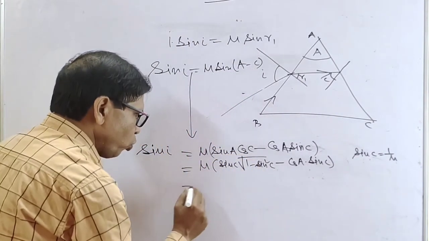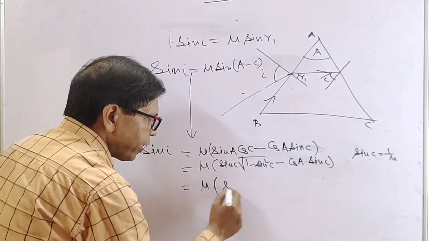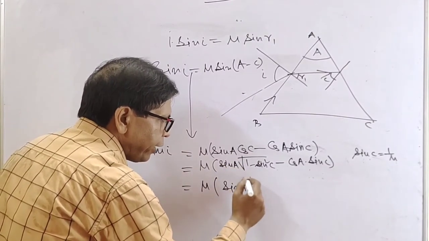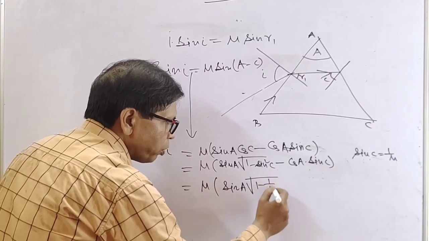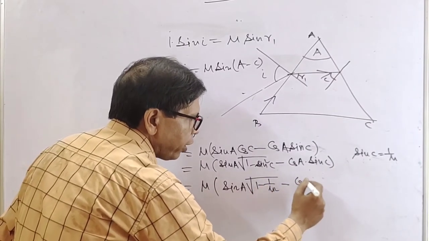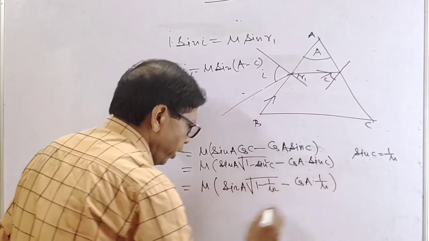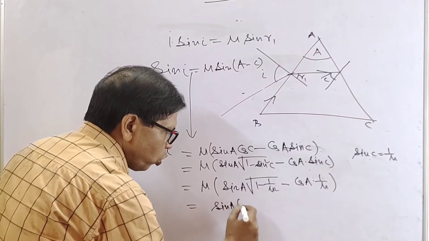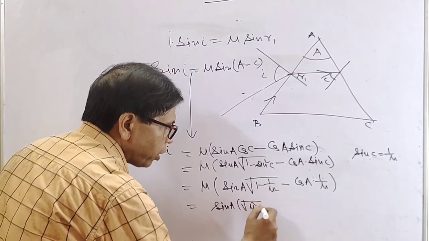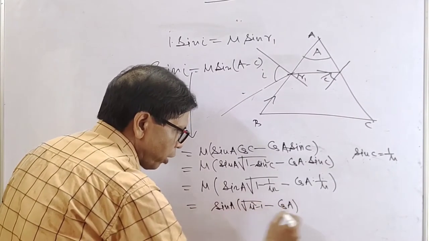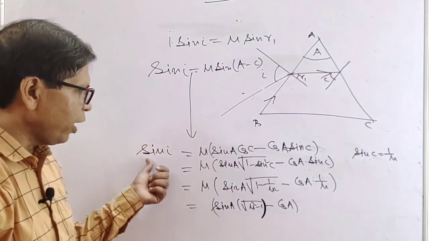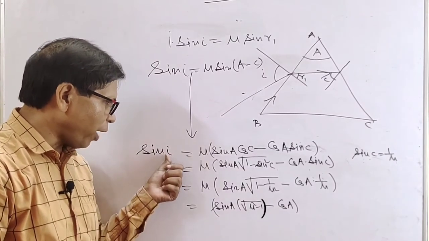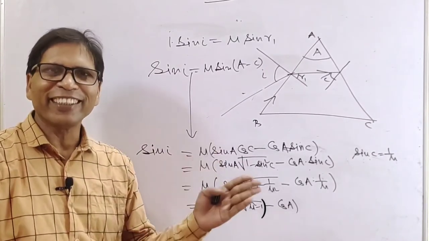If we put this value, we get sin I equals sin A into root of 1 minus 1 by mu square, minus cos A into 1 by mu. So this is sin A into root under of mu square minus 1, minus cos A. This is the limiting value of angle of incidence.